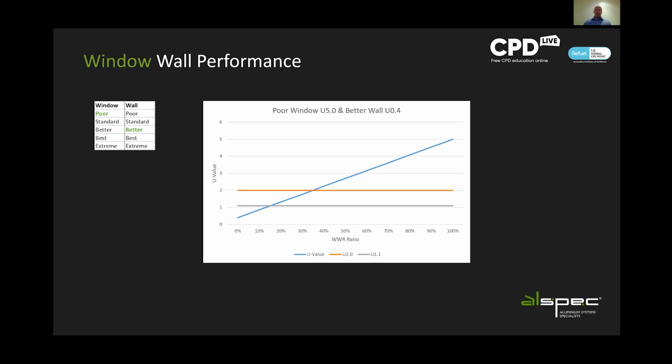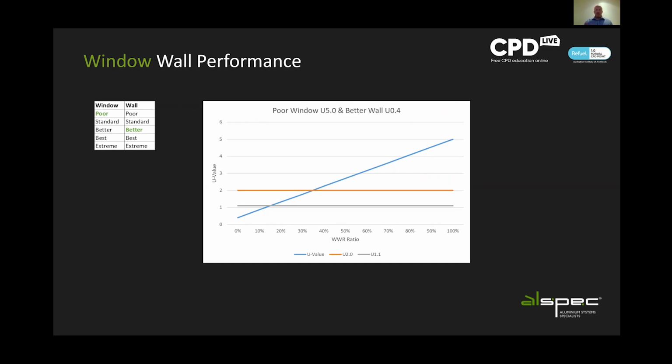So if you have a 0 window to wall ratio, that means you've got the whole facade is wall, and then you've got a U value of 0.4. So very good performance, of course, but you've got no light coming into your building. On the other scale, at 100% window to wall ratio, you have a U value of 5. So not very well performing at all. Clearly, it doesn't meet the requirements of either of them buildings.